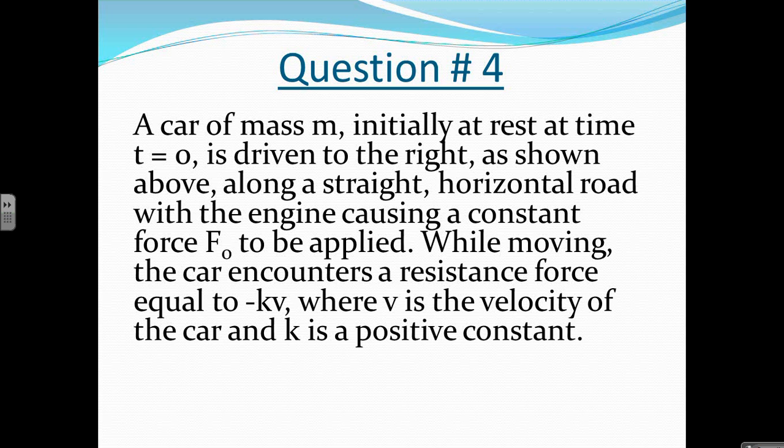Question number 4. In this question, we have a car with a mass m, initially at rest. It's driven to the right along a straight horizontal road. The engine is causing it to have an applied force of F sub 0. But as it picks up speed, it starts to encounter a resistive force equal to negative kV, where k is a positive constant, and V is the velocity of the car.